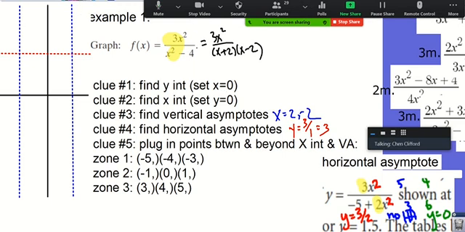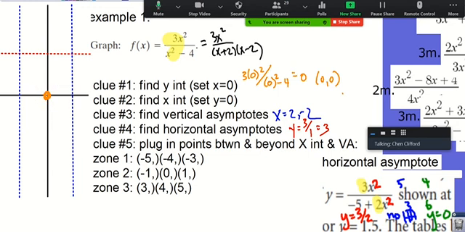I'm just going to go, let's go with orange. 3 times 0 squared over 0 squared minus 4. 0 squared is 0. 3 times 0 is 0. 0 over, I don't care what the heck the bottom is, it's just going to be 0. So your y-intercept is going to be (0, 0). Okay, that's your y-intercept. Boom.